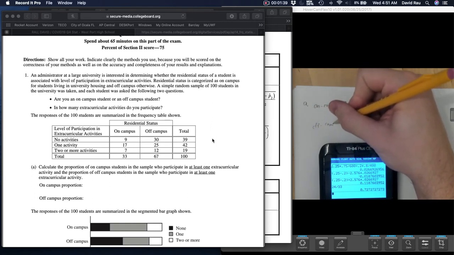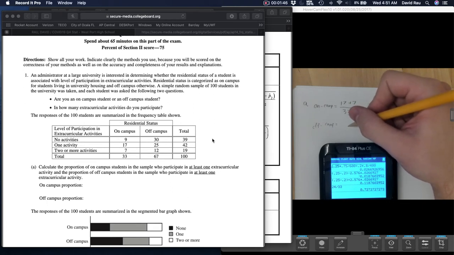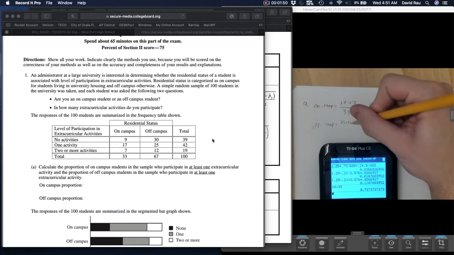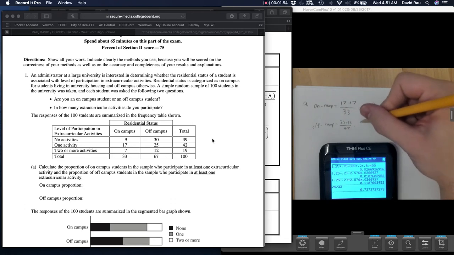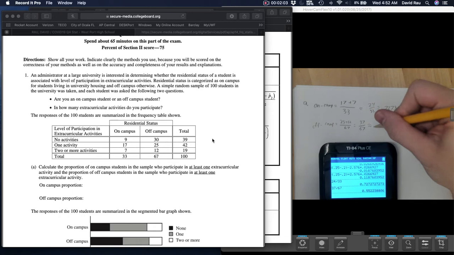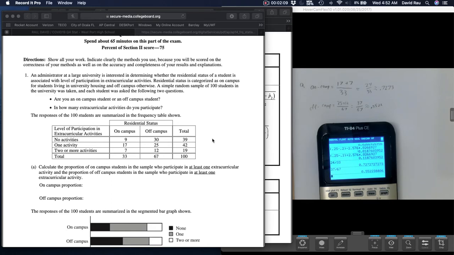All right, if you round that to 4 places. Now for off-campus, for at least one extracurricular activity would be 25 and 12. 25 for the 1, the 12 for the 2, over the 67 total, and that would be 37 over 67. To 4 decimal places is approximately 0.5522. Okay, part A, not as bad, we just have a crazy table.